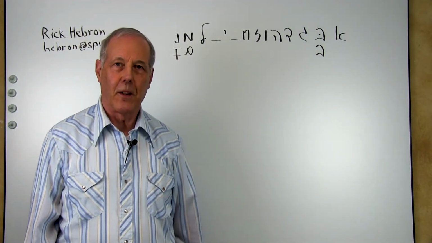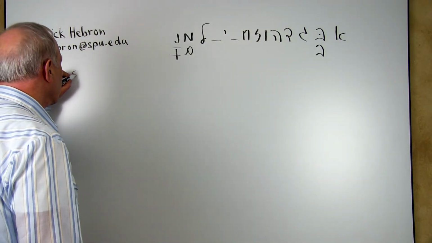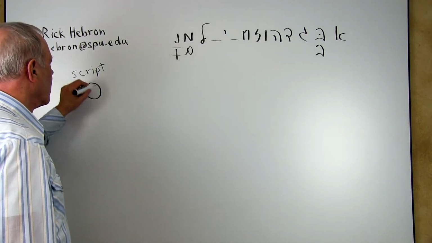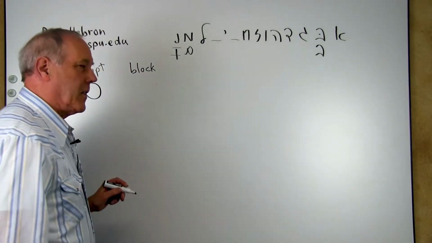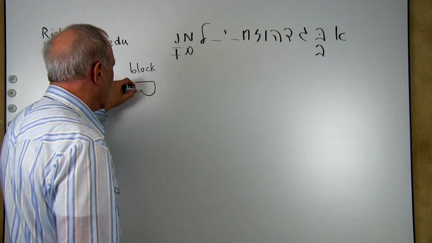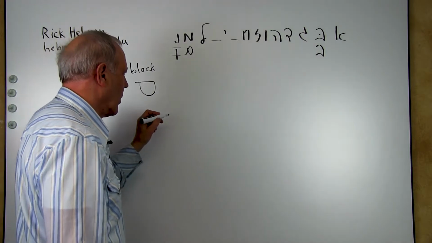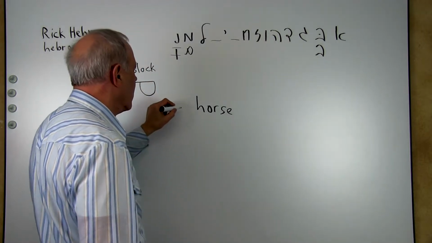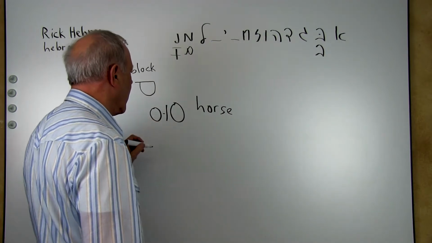This week we're going to start out by learning the letter Samich. And Samich in the script looks like this. In the block, there are many styles of Hebrew. I make my block Samich like that. And with this letter, we can write the word for horse, which is sus. Sus is the word for horse.